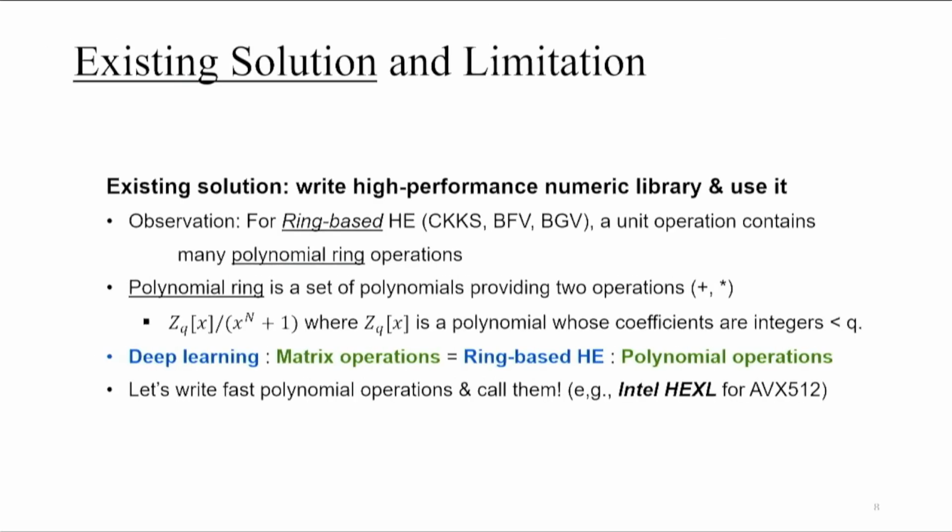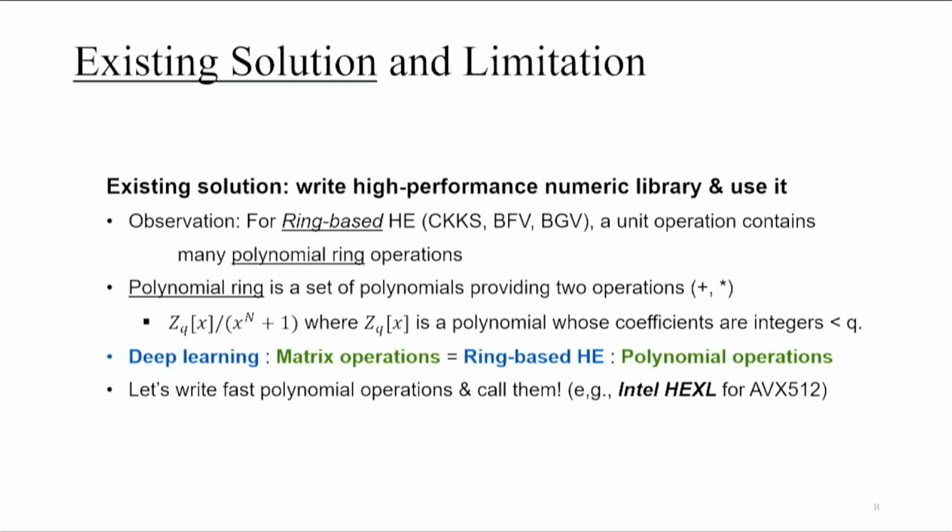In order to resolve this problem, the existing solution is to define a high-performance numeric library that can be used for homomorphic encryption, especially for encryption schemes called ring-based homomorphic encryption. The unit operations contain a lot of polynomial ring operations. This polynomial ring seems scary, but at a high level, they are just polynomials whose degrees are not larger than 10, and their coefficients are less than q.